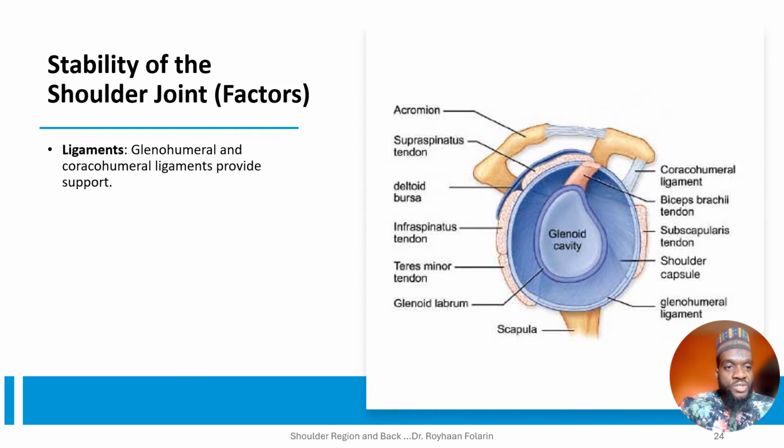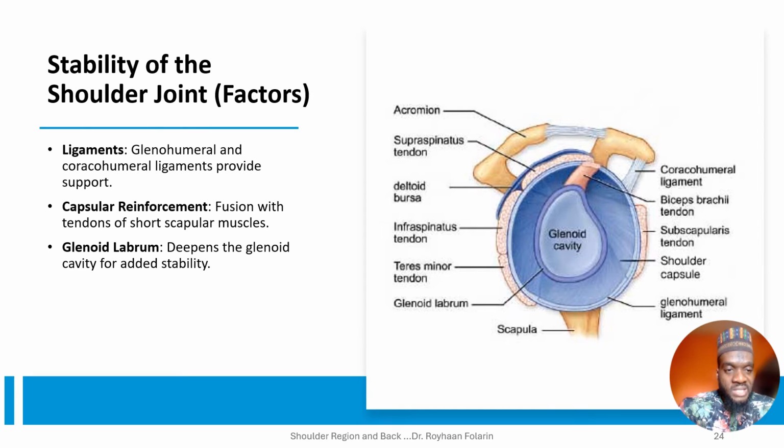The stability of the shoulder joint therefore comes from a number of factors ranging from ligaments, some of which we have listed, capsular reinforcement, and the glenoid labrum, which further deepens the glenoid cavity. If you look at the glenoid cavity in the scapula itself, you'll see that it's a very small space. But with the attachment of the labrum, it increases the surface area, which is a further addition to ensure further stability. So you have the labrum around here. So here is the glenoid cavity, and then the labrum deepens the fossa.